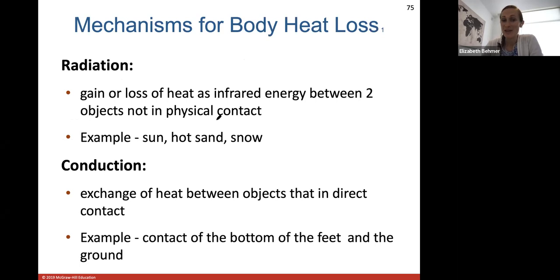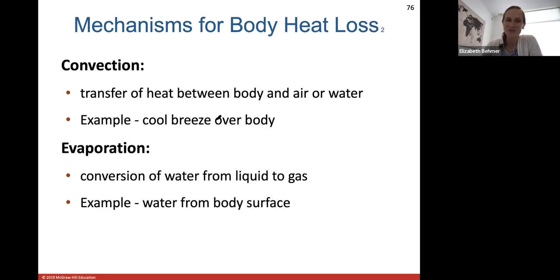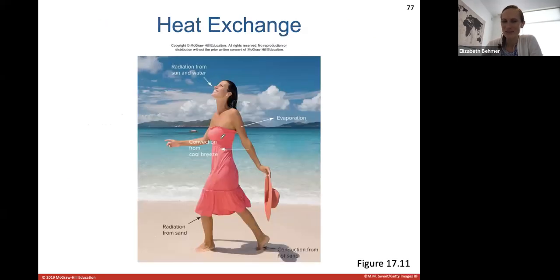Radiation is a gain or loss of heat as infrared energy between two objects not in physical contact, like the sun, the hot sand, or the snow. Conduction is the exchange of heat between objects that are in direct contact, like the bottom of the feet and the ground. Convection is the transfer of heat between the body and the air or water, like a cool breeze. And evaporation is converting water from a liquid to a gas, like water from the body's surface. This shows the differences of heat exchange: radiation from the sun, evaporation of water, convection from a cool breeze, radiation from the sand, and conduction, direct contact with the hot sand.